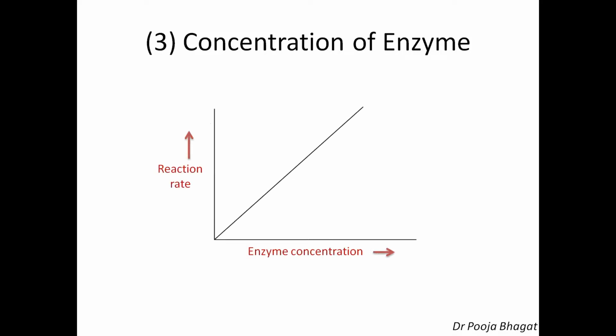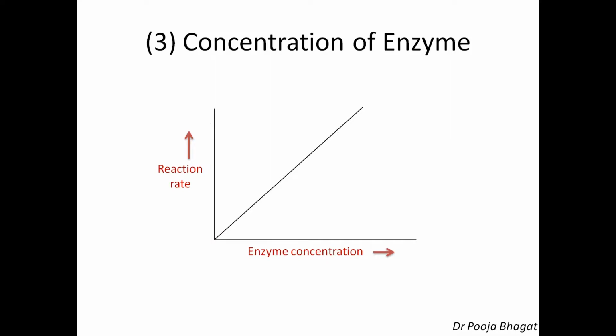Now, the concentration of enzyme. If we have to plot a graph between rate of reaction and increase in concentration of enzyme, keeping the concentration of substrate constant, and we keep on increasing the concentration of enzyme, then as the concentration of enzyme increases, the rate of reaction increases. So this is the plot. The greater the enzyme concentration, the greater the reaction rate.